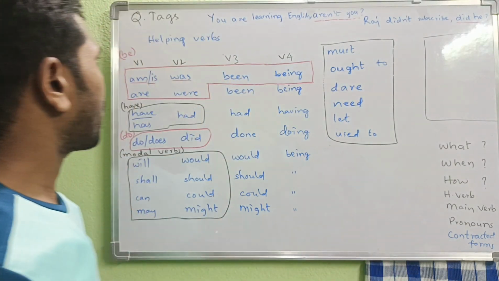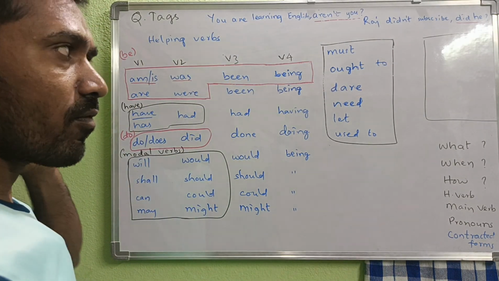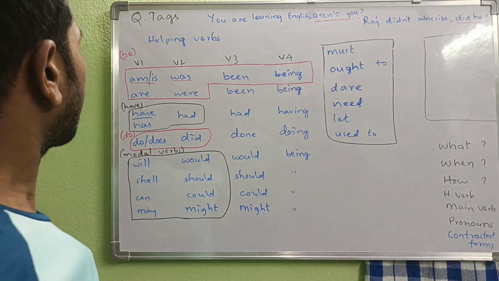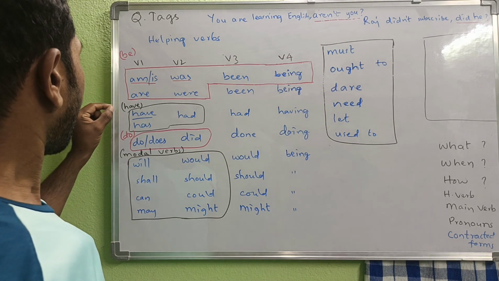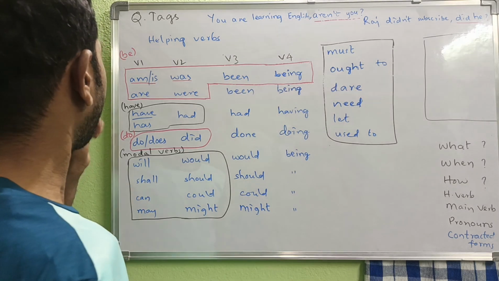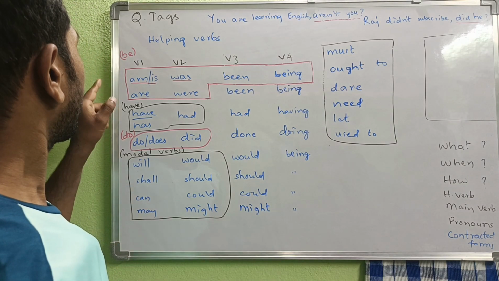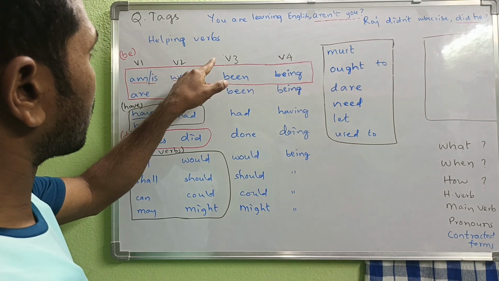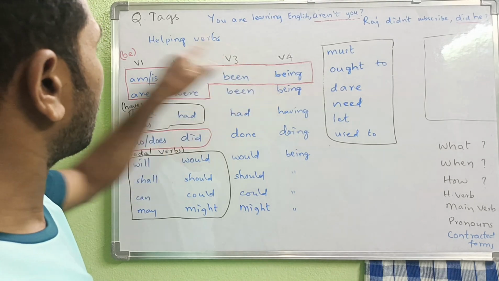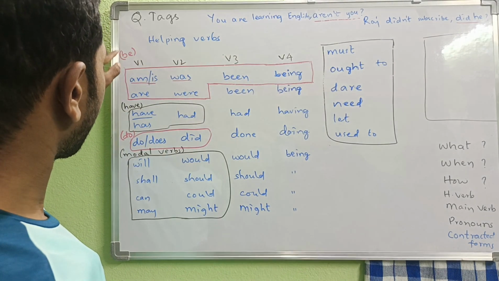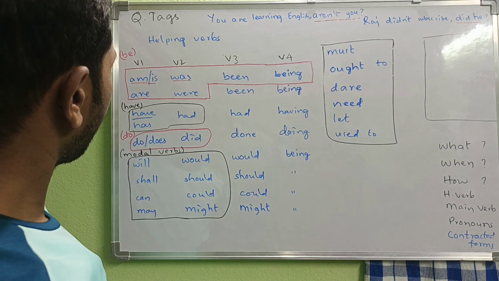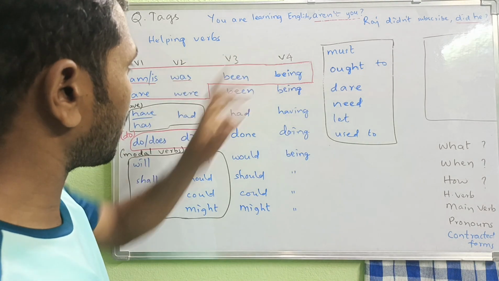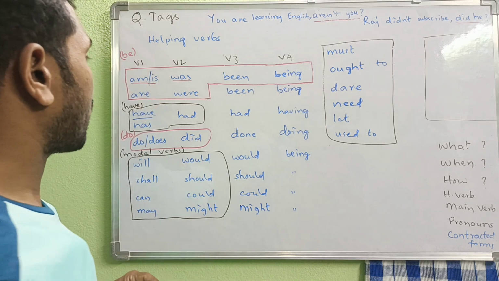First, let's see helping verbs. There are four types of helping verbs mainly: be forms, have forms, do forms, and modal verbs. Be forms: is, am, are. Next, the V2 forms, was, were. Next, being and been. These all are be forms: be, is, am, are, was, were, being, been.